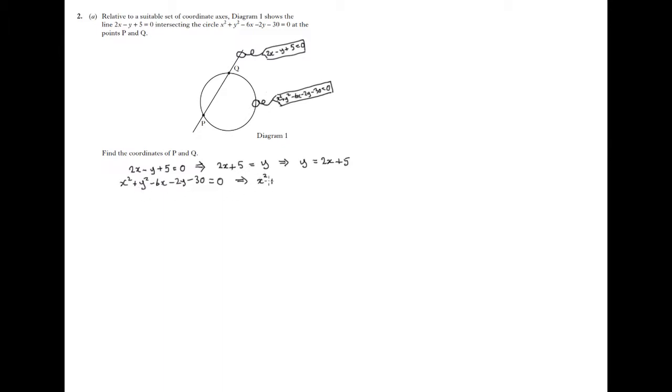So instead of x squared plus y squared, we can write x squared plus (2x plus 5) squared. And instead of minus 2y, we can write minus 2 lots of (2x plus 5). Now we can only do this substitution, substituting 2x plus 5 instead of y, because both these relationships are true for the values of x and y at the 2 points P and Q. They lie on the line and also the circle. So this last equation has only x as a variable. One equation, one unknown, we should be able to find the value of x.